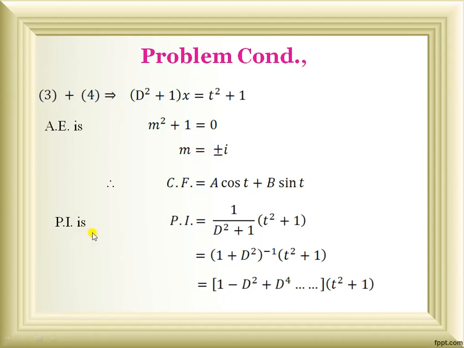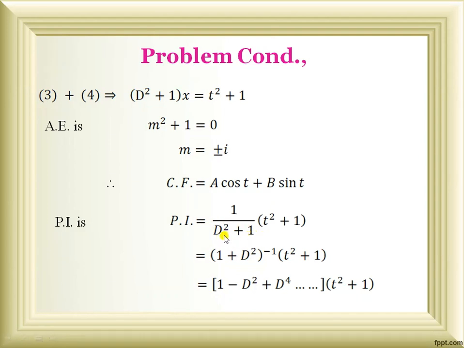Now I move on to the particular integral. P.I. is equal to 1 by function of D into the RHS value. The function of D is D square plus 1, and on the right hand side I have t square plus 1. This looks like an algebraic expression form. In that form, we need to make the denominator in the form of 1 plus x or 1 minus x. As such, I have 1 plus D square.